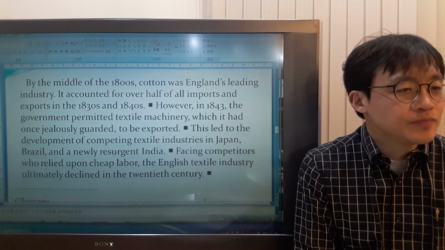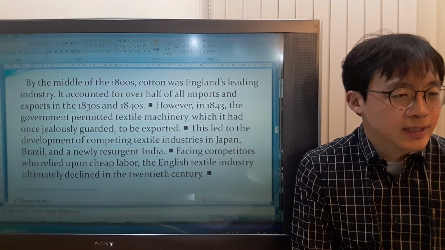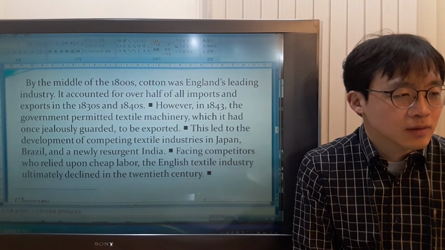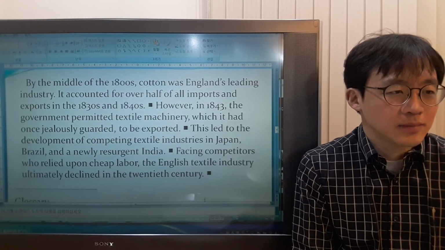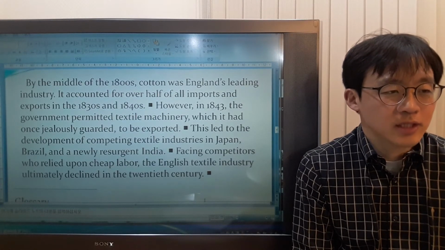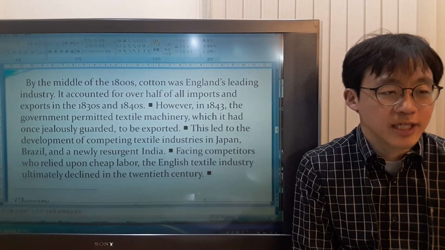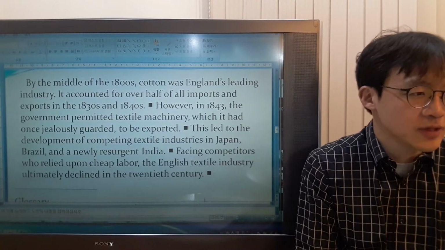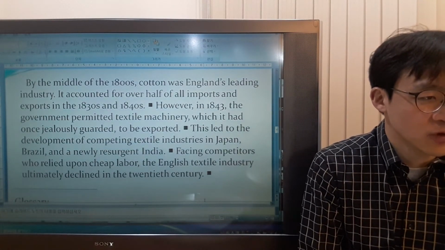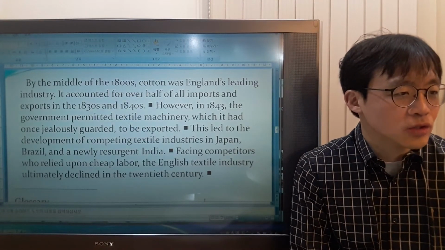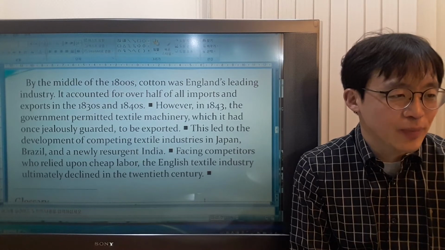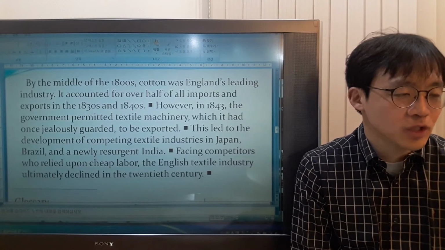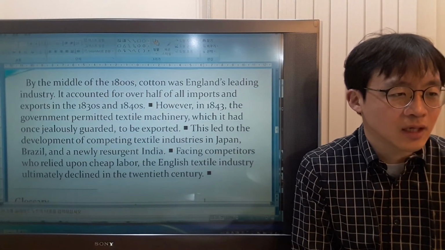Before this time, they guarded this textile machinery. They didn't want any other nation to have it, okay? But they allowed it in 1843. And this caused the development of competing textile industries in Japan, Brazil, and the newly rising India.